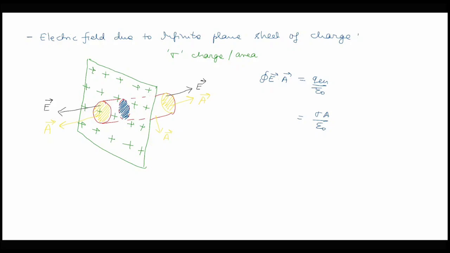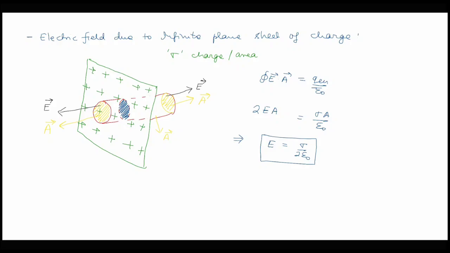Now since only the top surface and the bottom surface are contributing to the electric flux, I can write it as twice of EA is equal to sigma A by epsilon naught. The value of electric flux through this curved surface is going to be 0 because electric field is perpendicular to the curved surface area, and hence from here we obtain that electric field is equal to sigma by 2 epsilon naught due to this positively charged sheet.